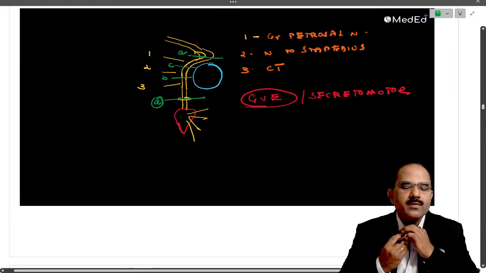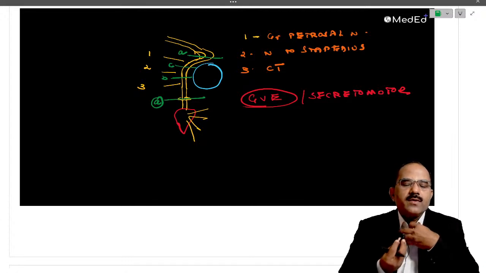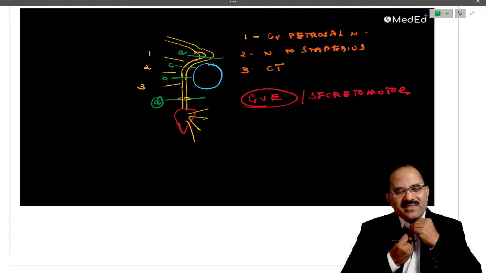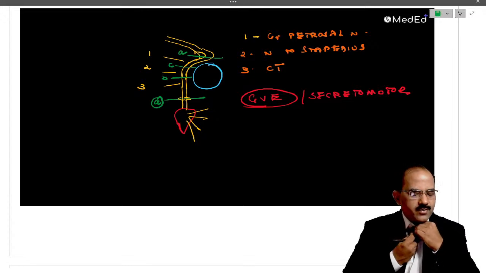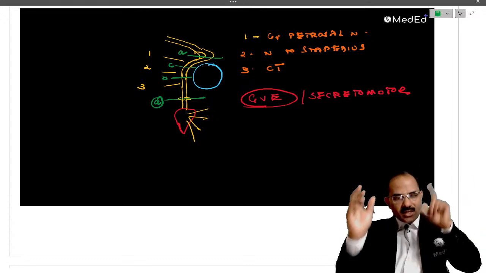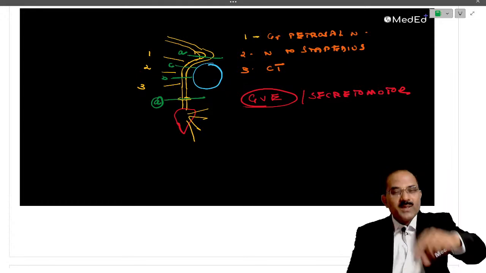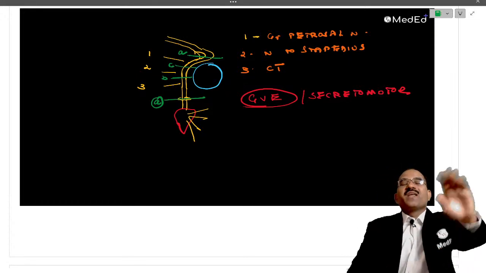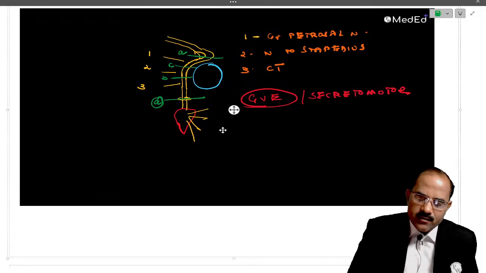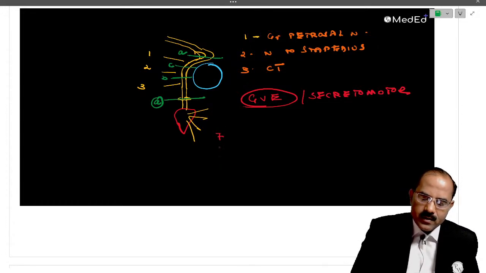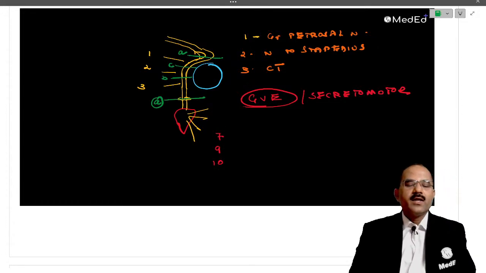Okay, that's okay. Don't worry. You make mistakes here. That's not to worry. So that's the general visceral efferent or the secretomotor component. So this component will be present in the nerves which are going to supply the glands. In other words, this component will be present in which nerves? 7, 9 and 10th nerve.